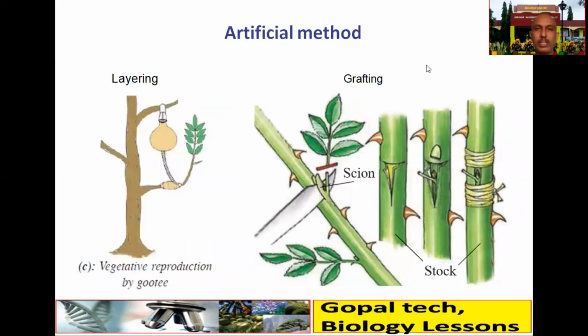Very commonly used is grafting. Here there is the joining of two parts. One is the stock part, the lower part, and the upper part is the scion. That can be tied. See that thread, and that is called grafting. So this is what you can do.